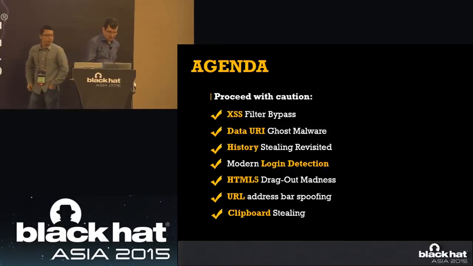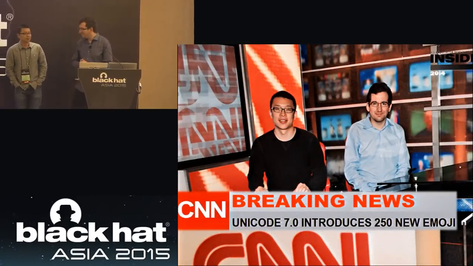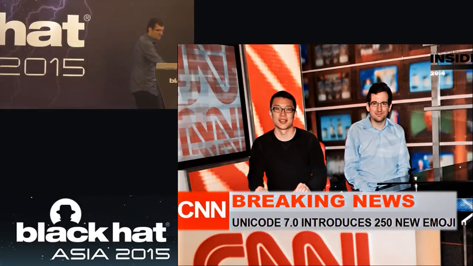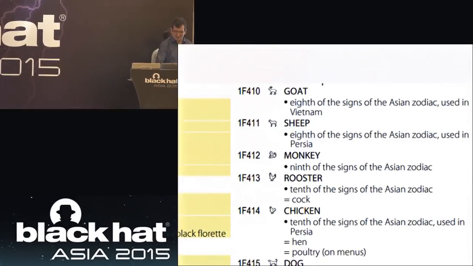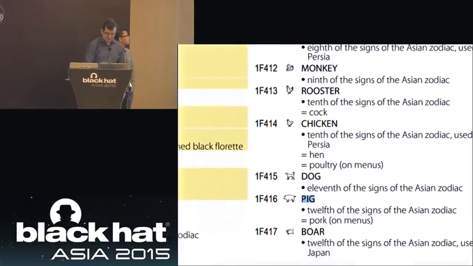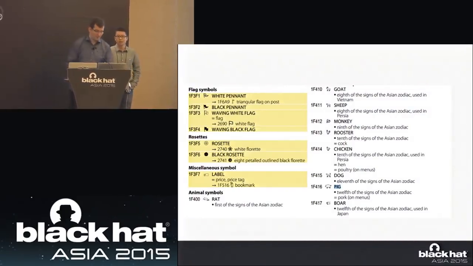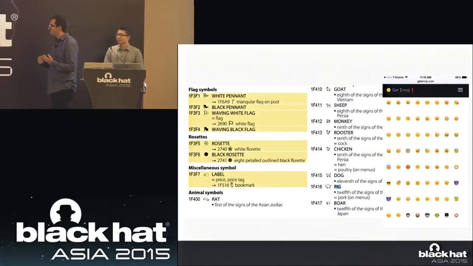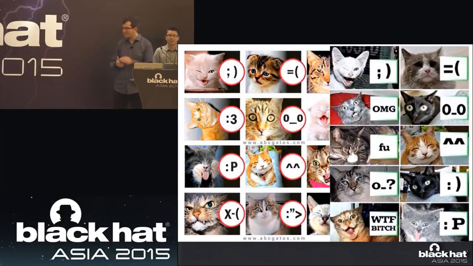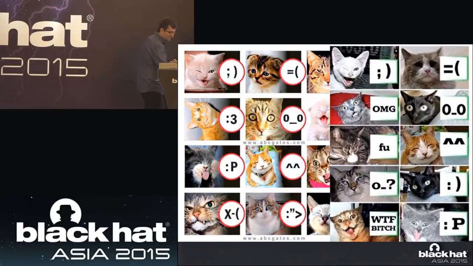All right. So the first thing we're going to talk about is quite an announcement: Unicode 7.8, breaking news, introduced 250 new emojis. What that means for you is you can have a chicken emoji, which is represented as 1F414. There's the dog, the pig, the rat. There are all these funky looking characters that are nothing but Unicode pairs. On the iPhone, they look a little bit better. Now you might be thinking, why didn't we do cat emojis? Well, I don't know. I think emojis should be made out of cats. That's really the future as we see it.